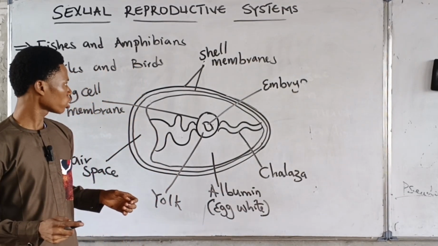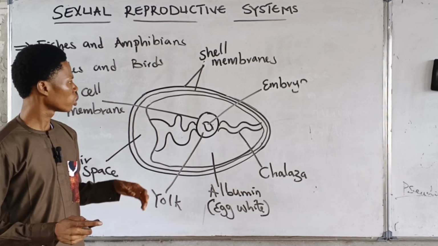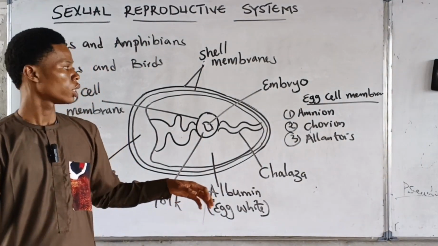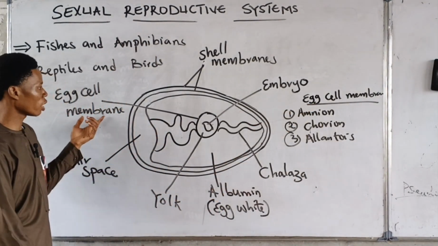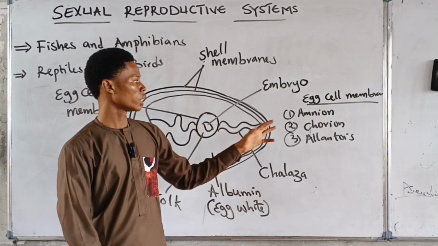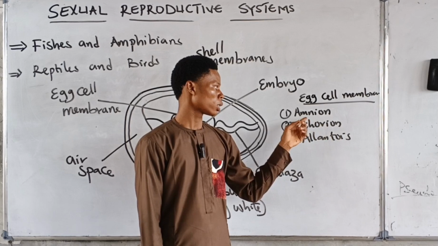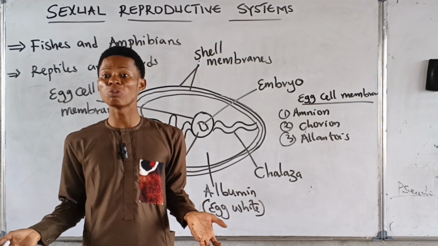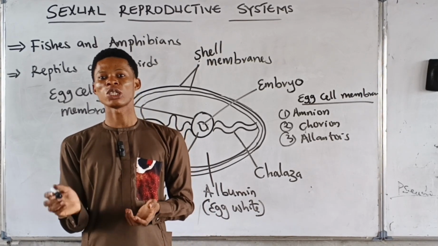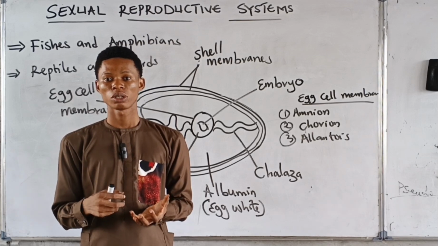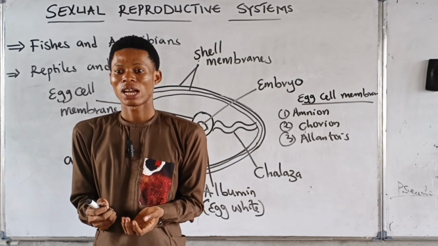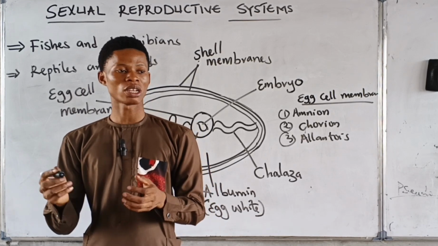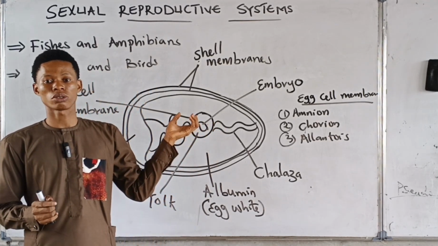All right, it's not wrong. I mentioned something else. Which part contains amnion? Now, the egg cell membrane contains the following: amnion, chorion, and allantois. Now, the amnion secretes what fluid? Amniotic fluid. Even amniotic fluid is still found in humans. The amniotic fluid is what provides that aquatic environment, that wetness, for the embryo. Apart from that, it serves as shock absorber, protecting the developing embryo.